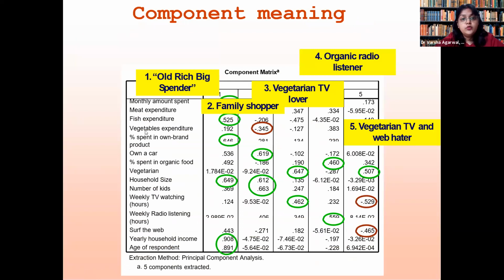So now you can form, and now you can find out the meanings from this. So this was your factor analysis. We were having 5 factors here, and they have named these 5 factors. One was old, rich, big spender, family shopper, vegetarian TV lover, organic radio listener, or vegetarian TV and web hater. So these are my factor names.